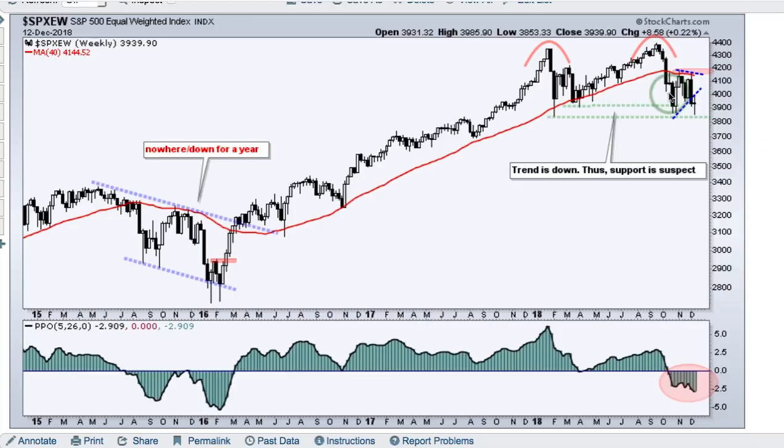In order to get this downtrend reversed, we need to get it back above that 40-week moving average and back above these highs, which means above 4,200, to start reassessing this bearish assessment.